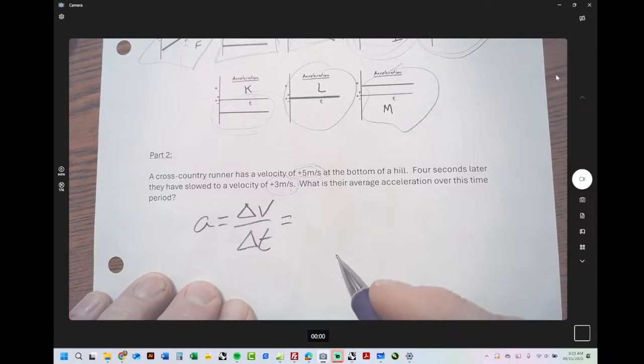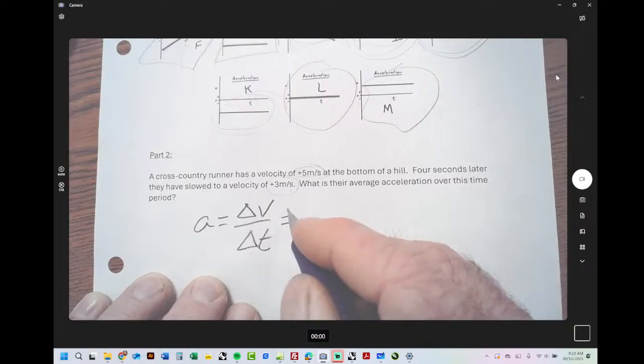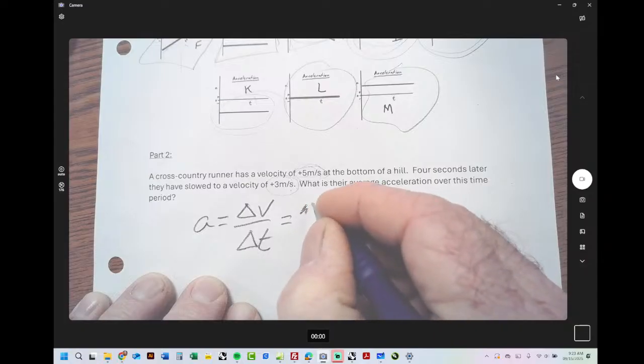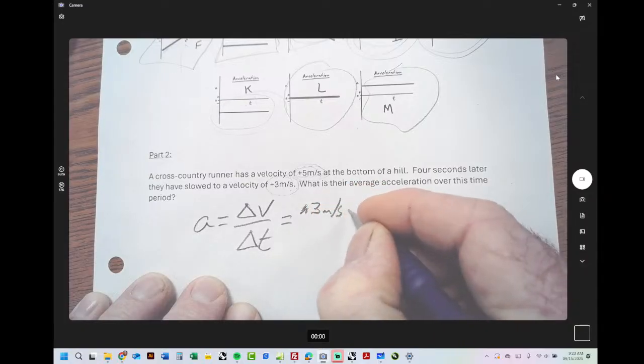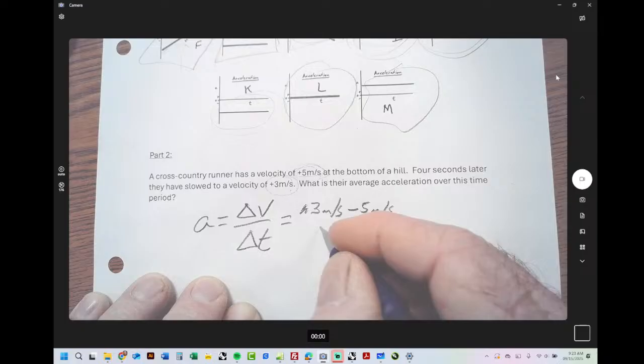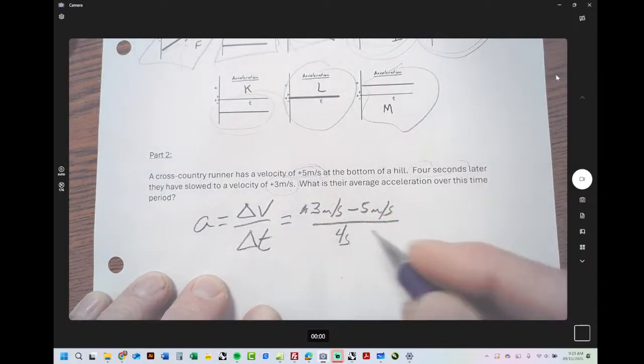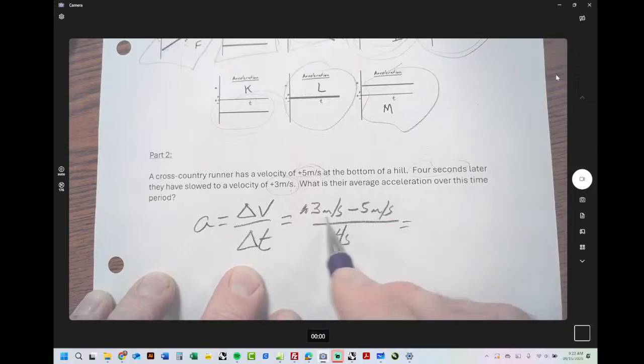So change in velocity. The change in velocity is final velocity minus initial velocity. So it's 3 meters per second minus 5 meters per second. And the change in time is 4 seconds. And here's where a lot of people messed up. What's 3 minus 5?